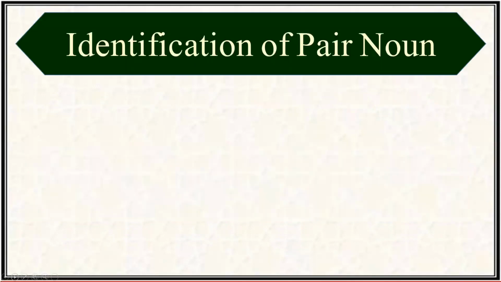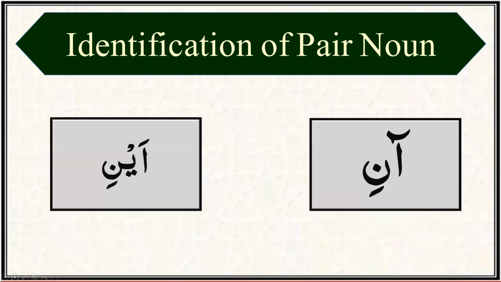So the next question with us is how we are able to identify pair nouns from the Quran Majid. I am going to give you a very easy shortcut. If you find two sounds, that is ane and aine, at the end of any word, if you have come across these two sounds, that word would be considered as a pair noun.